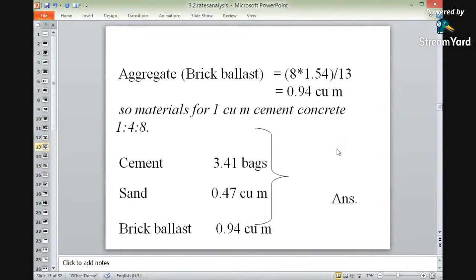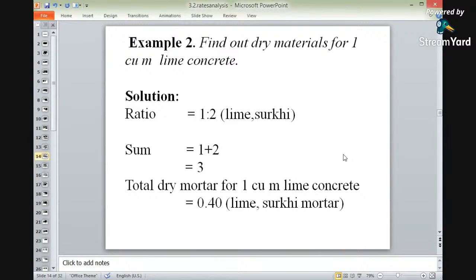This is for laying cement concrete, 1 cubic meter. So we have calculated all these for 1 cubic meter. In some cases we have to find out for 10 cubic meters or 20 cubic meters, so depending upon the quantities it will be increased. Here we are finding out per cubic meter.